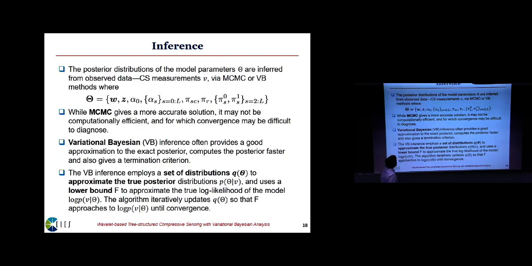All right, so the posterior distribution parameter here is theta, and this is inferred using the observed data from our CS measurements. We can find the posterior distribution using a method like variational Bayes or Markov chain Monte Carlo. Markov chain Monte Carlo gives a more accurate solution, but it is computationally very expensive. On the other hand, variational Bayes gives us a good approximation to the solution, it's fast, and it has a convergence criterion defined. In variational Bayes, we have a set of distributions Q(theta), which approximate the true posterior, and we have some lower bound F, which approximates the true log likelihood, and we iterate until our lower bound approaches the true log likelihood.